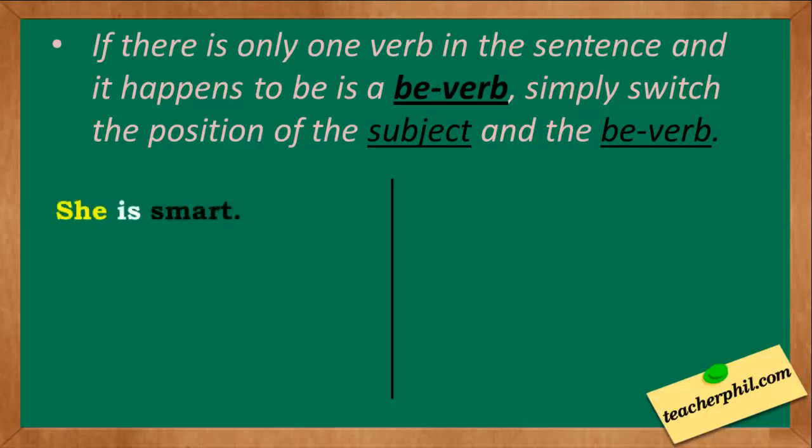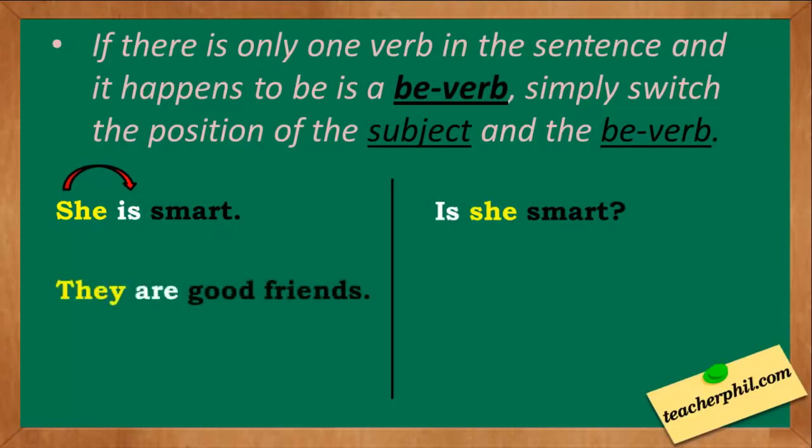Example, she is smart. She is the subject in this sentence and is the be verb. What we need to do is only switch the subject she and the verb is. So it will now become, is she smart?